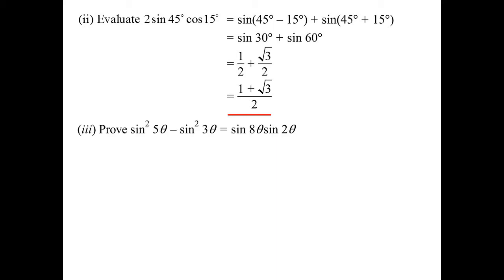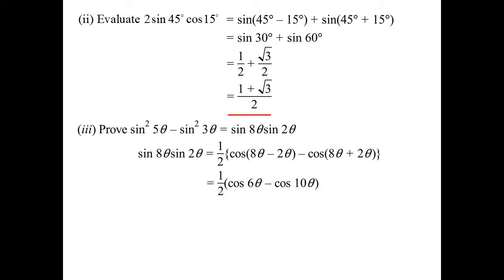Prove that sine squared 5 theta minus sine squared 3 theta is sine 8 theta sine 2 theta. So I'm going to start with the right hand side, seeing we're talking about going from products to sums, it makes sense. Again, I've got half of it, because remember our formula is 2 sine sine. So I'm going to end up with a half. It must have come from the cosine, because we've ended up with sine sine. I'll start with the minus. So we go cos of 8 theta minus 2 theta minus the cos of 8 theta plus 2 theta. So we get a half of cos 6 theta minus cos 10 theta.